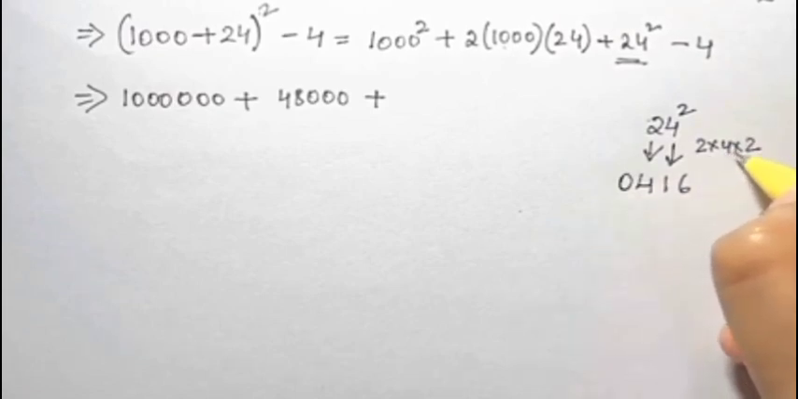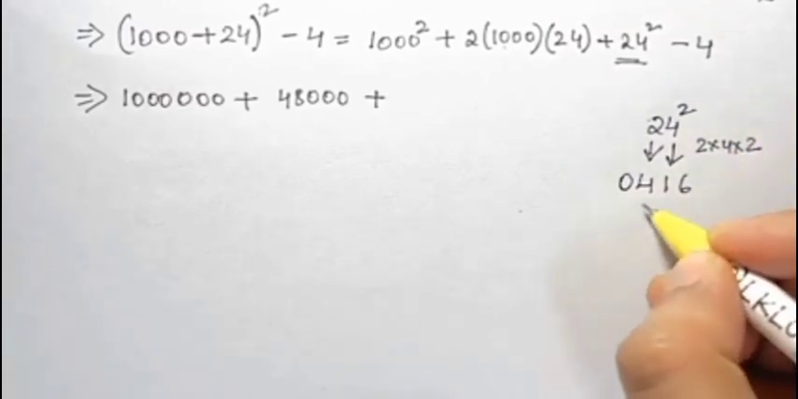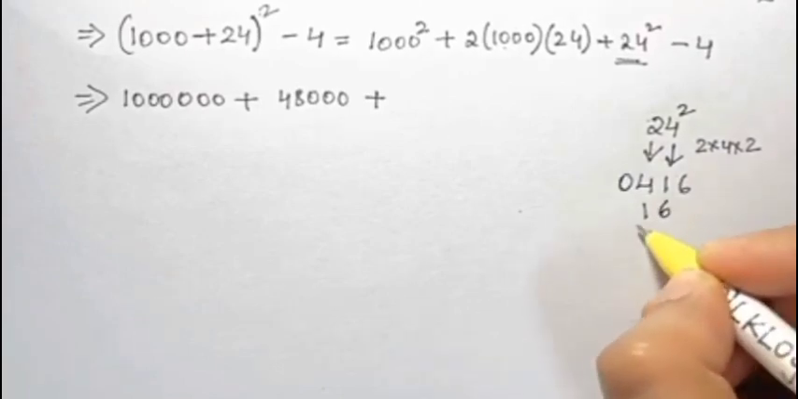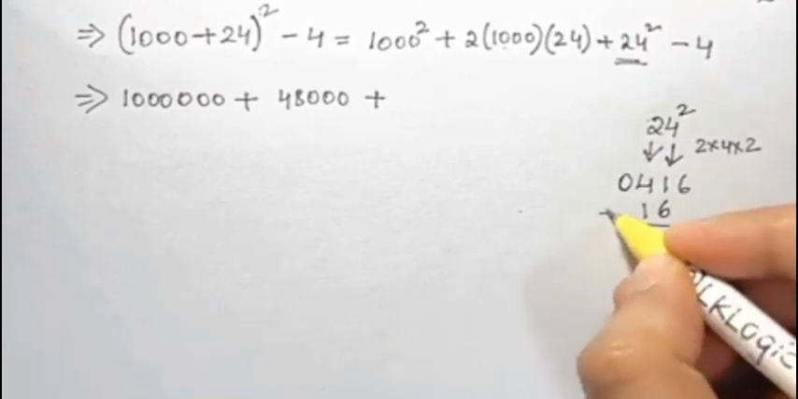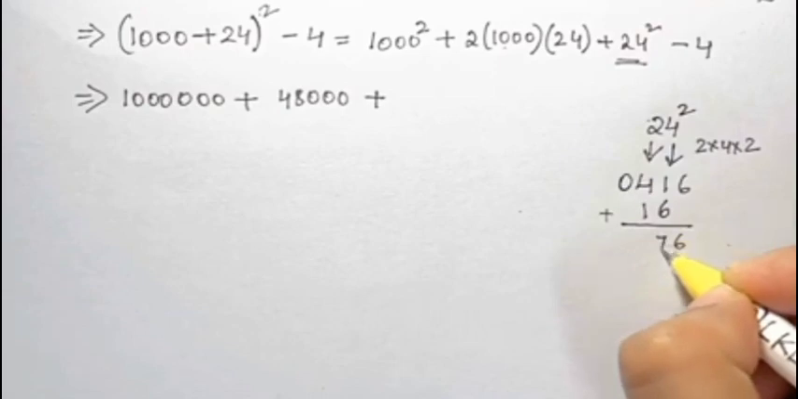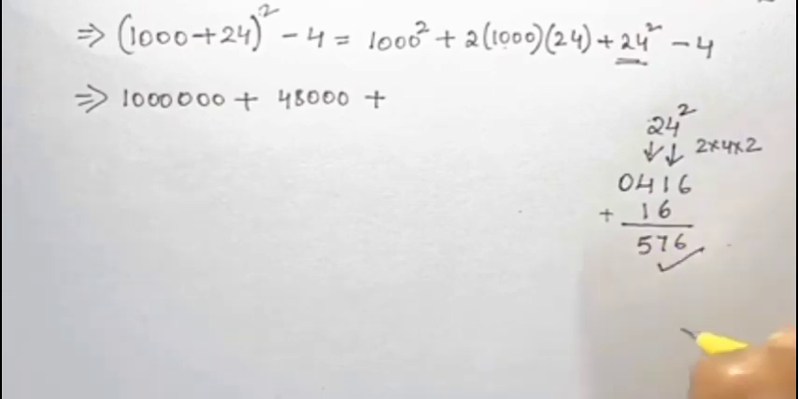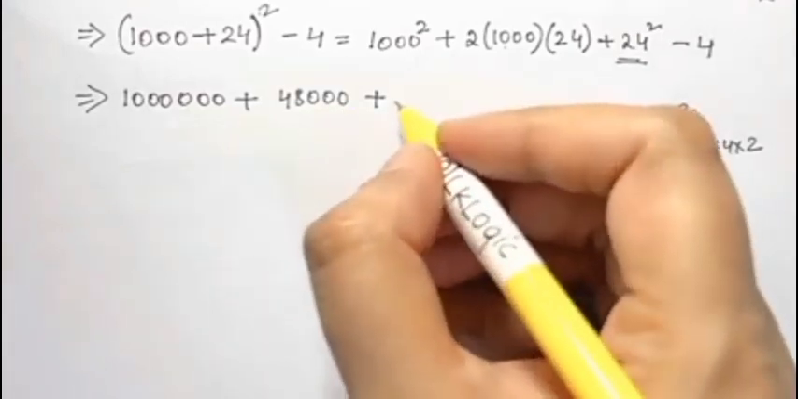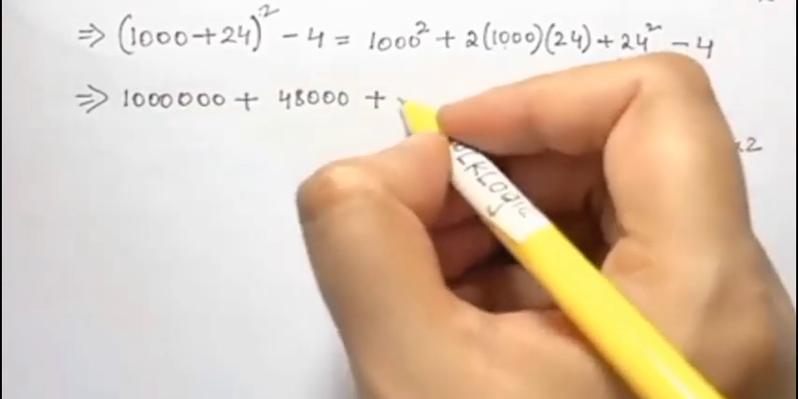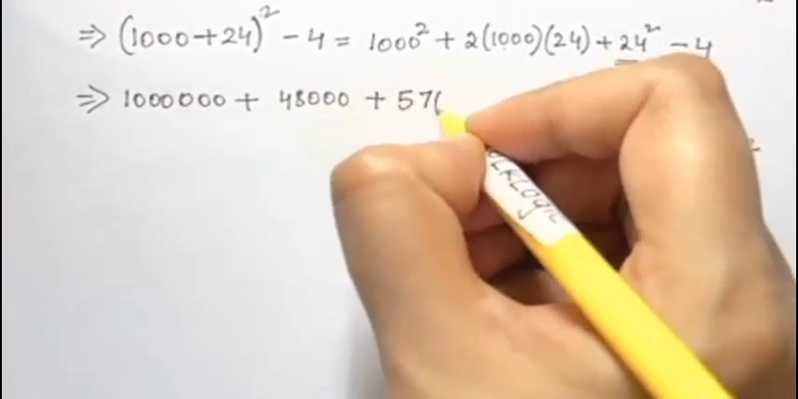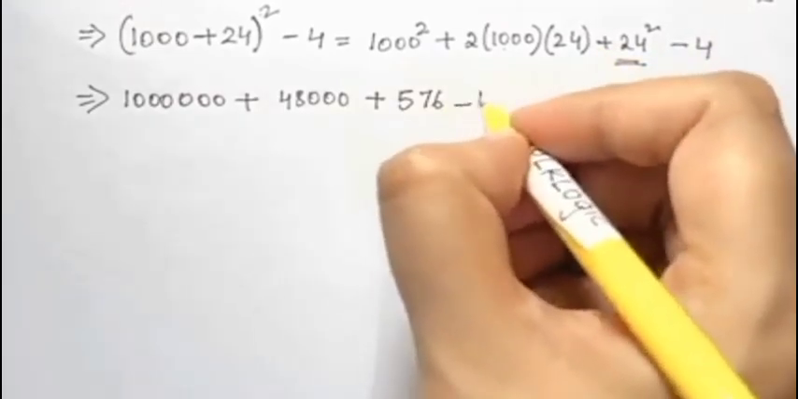So 2 times 4 is 8 times 2 is 16, and write it under this number, leaving one digit from the right. And now just add them up. 6 plus 1 is 7, 4 plus 1 is 5, and that's your answer. 576 is the square of 24. So we are going to write that plus 576 minus 4.